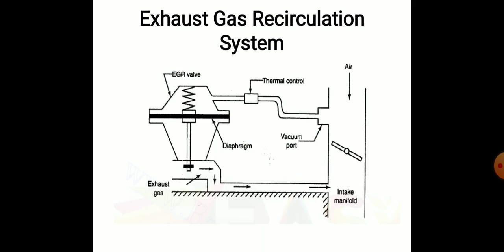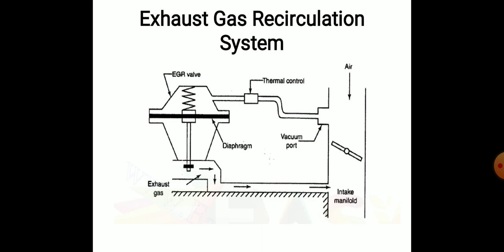Here, the construction details of the exhaust gas recirculation system are shown. This system consists of a spring-loaded vacuum diaphragm linked to a taper valve, and a vacuum chamber is provided at the top of the valve. So this valve controls the passage of exhaust gas.